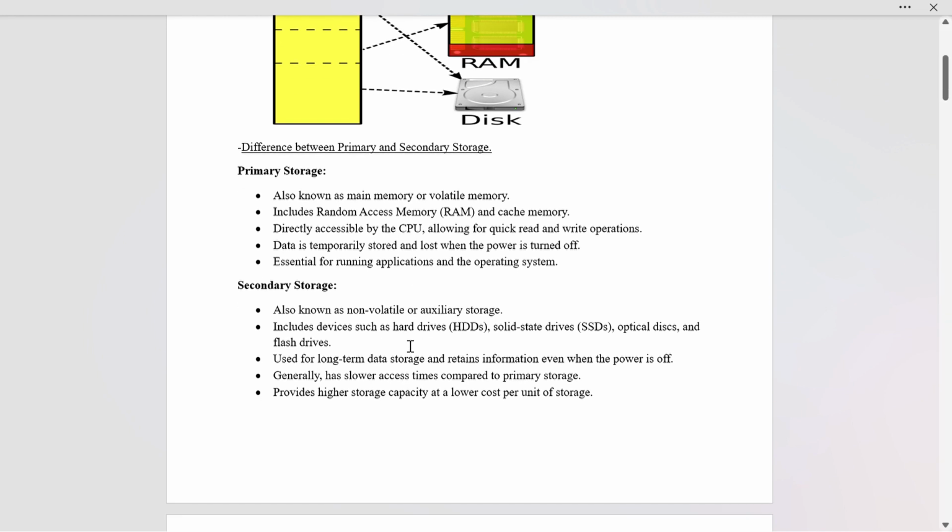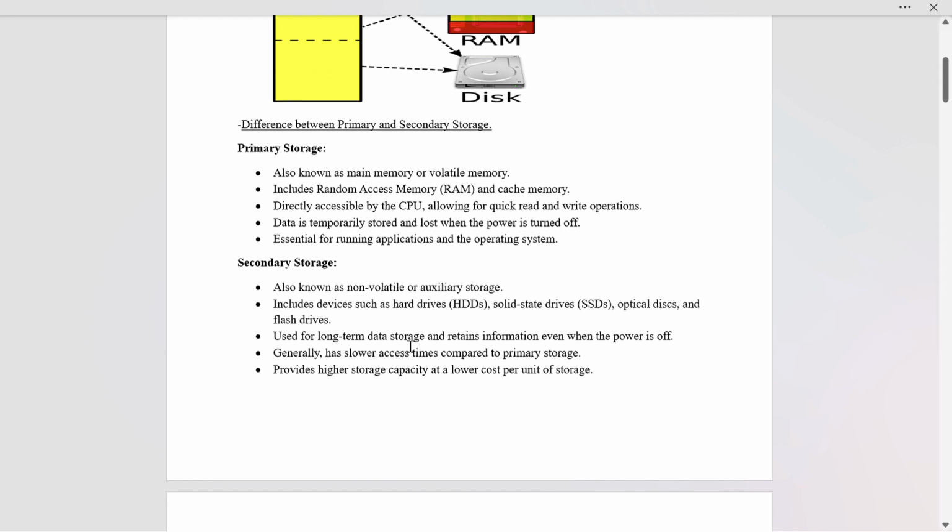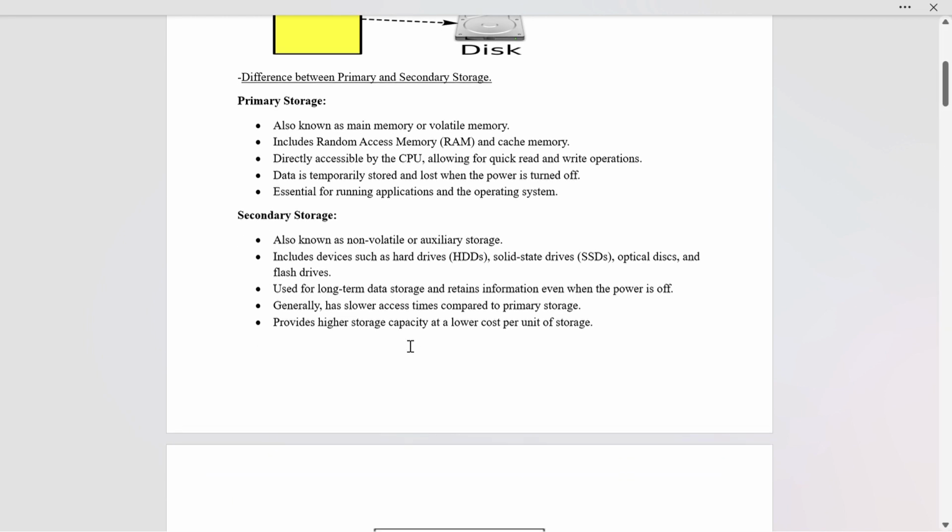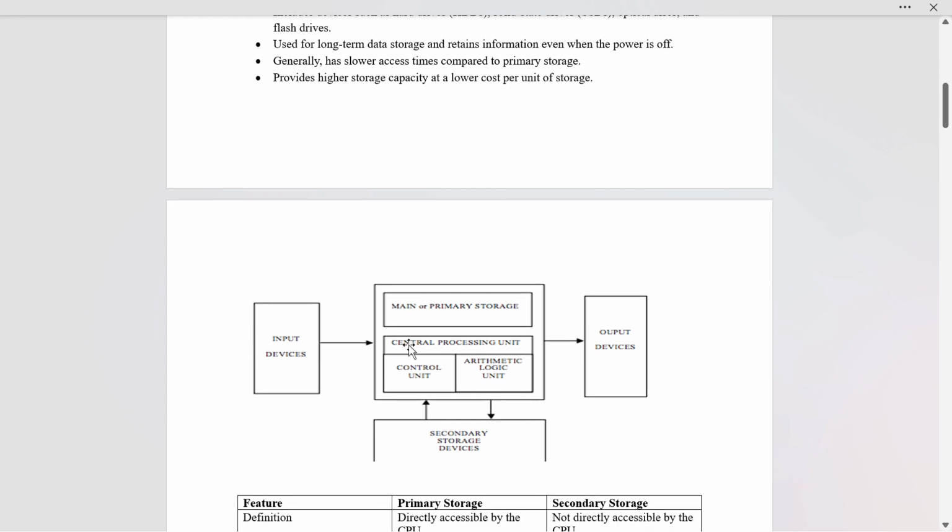Secondary storage, also known as non-volatile or auxiliary storage, includes devices such as hard drives, solid state drives, optical disks, and flash drives. Used for long-term data storage and retains information even when the power is off. Generally has slower access times compared to the primary storage. Provides higher storage capacity at lower cost per unit of storage. So this is basically the main primary storage and the secondary storage.